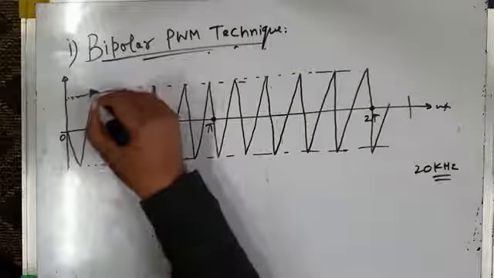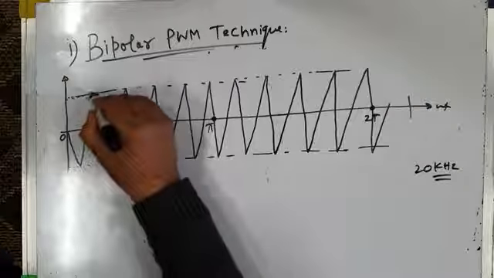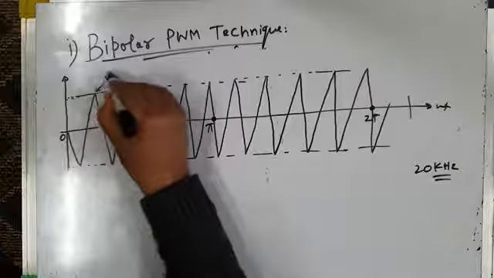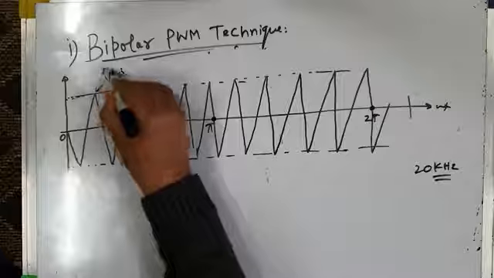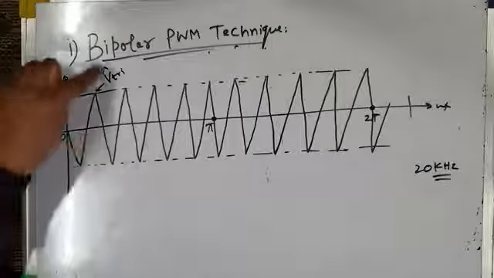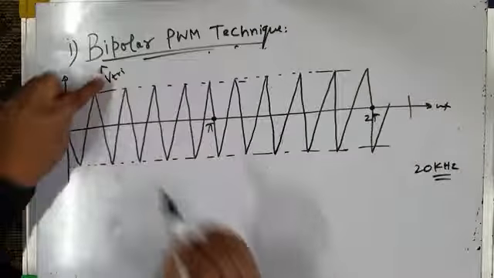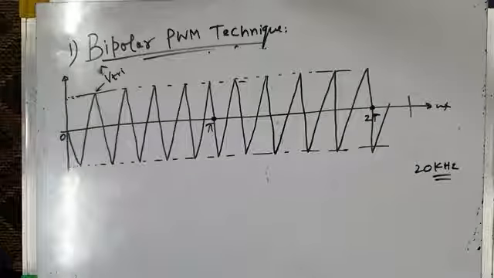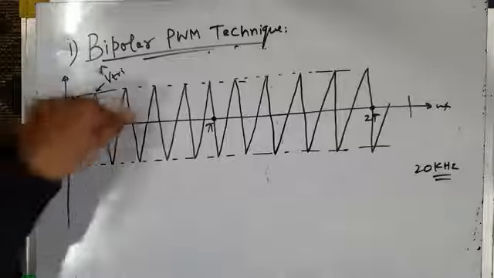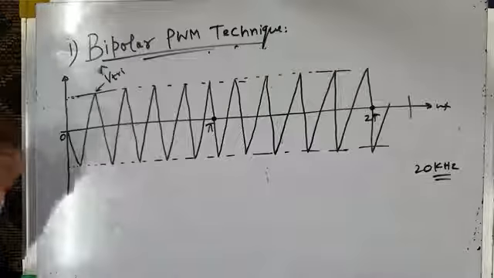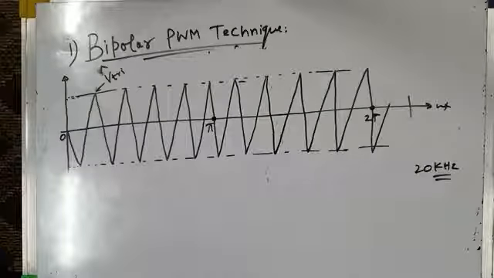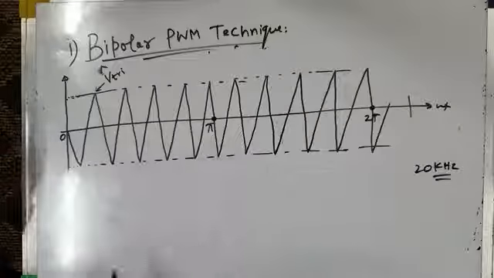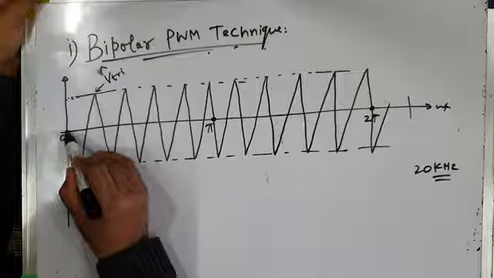Now this triangular carrier wave, this is high frequency triangular carrier wave. It has an amplitude of VTRI. TRI means triangular wave. It has a fixed amplitude of VTRI. Okay, it may be 5 volts, it may be 10 volts. Now this high frequency fixed amplitude triangular carrier wave is compared with a controllable reference sine wave. So this is my reference sine wave, for example.